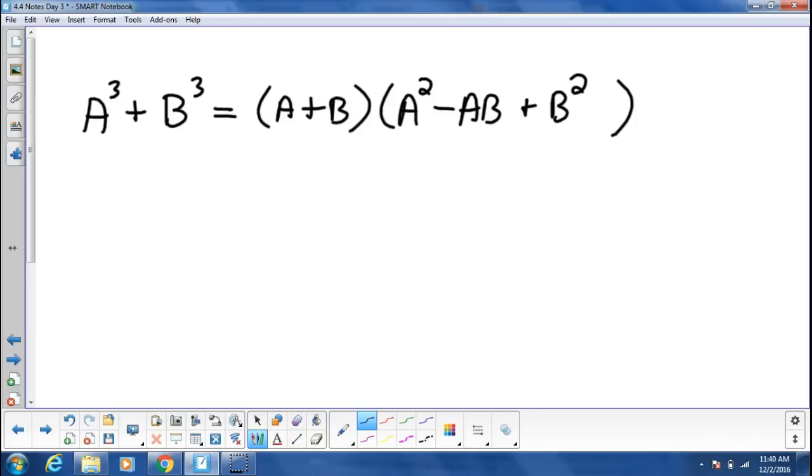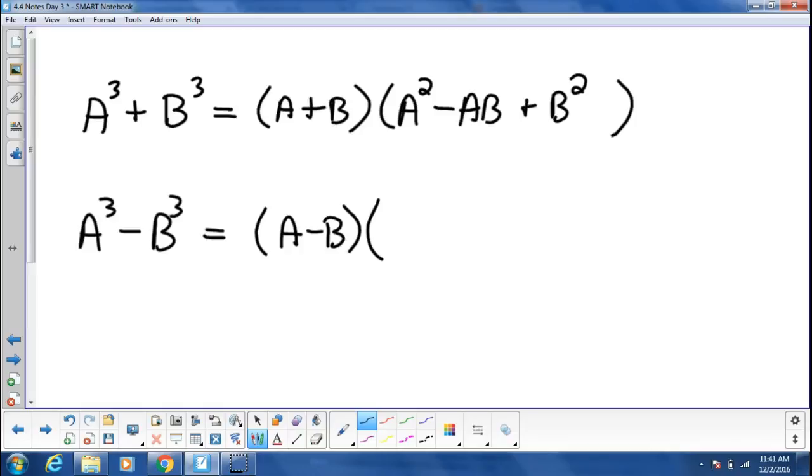Okay? So then if I had A cubed minus B cubed, what's my first factor? A minus B. And A squared plus AB plus B squared.